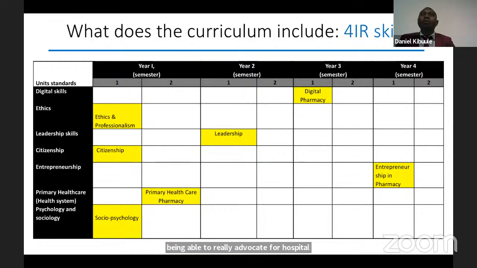So my colleague had alluded to the need for digital pharmacy, so that is also part of the curriculum, as well as entrepreneurship. So we want to have our graduates who will be able to, apart from being employable, also create opportunities for themselves and be able to employ others.